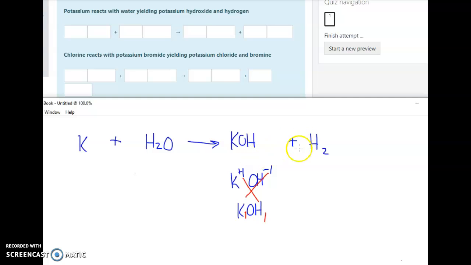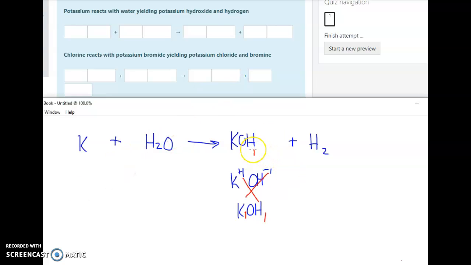Over here I have 3 hydrogens. I don't like this color for balancing. 3 hydrogens. I'll just leave it there. Nope, I'm going to erase it. Got to do it because I just have to. I don't know why.